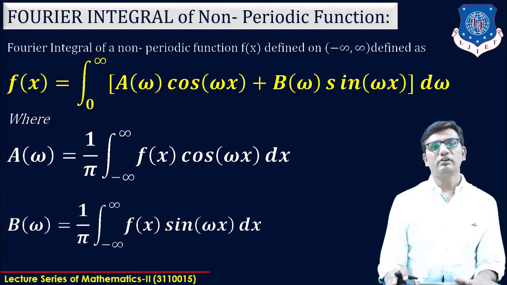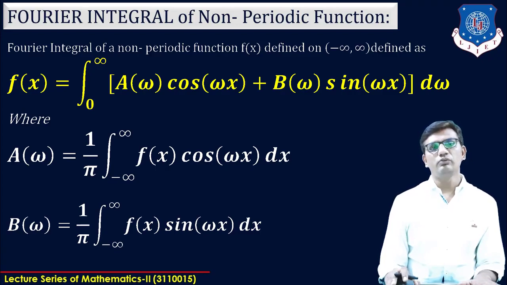Now, if our function is defined on minus infinity to infinity, that means it is defined on the whole real line, then we can find the Fourier integral by this formula. But if the function is not defined on the whole interval, and is only defined for 0 to infinity, then we can find our Fourier cosine integral or sine integral according to whether we define the function on the other side as even or odd.